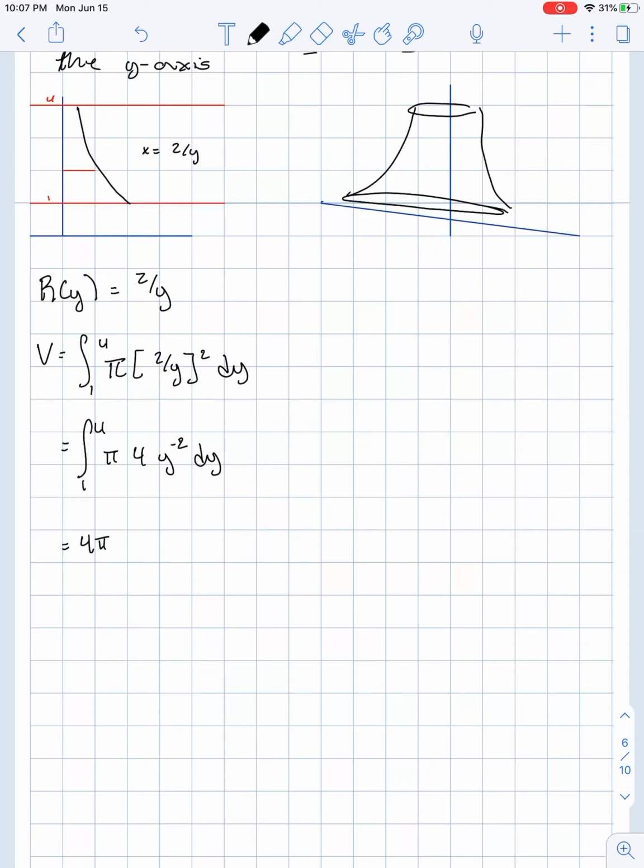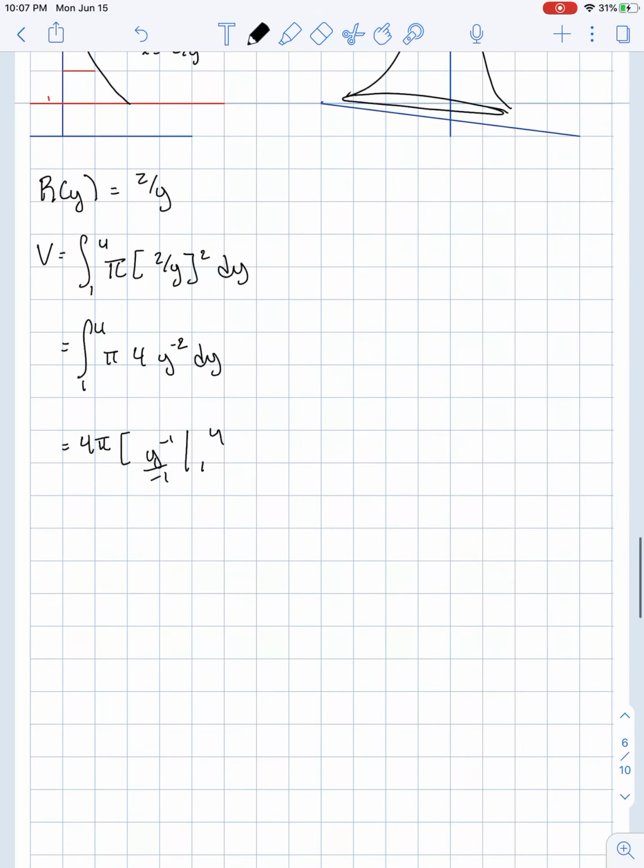So I'm going to pull out 4 pi. He's just kind of in the way. So then y, I'm going to add 1 to the exponent, so it's -1, and I'm going to divide by -1, and we're going to evaluate that from 1 to 4.